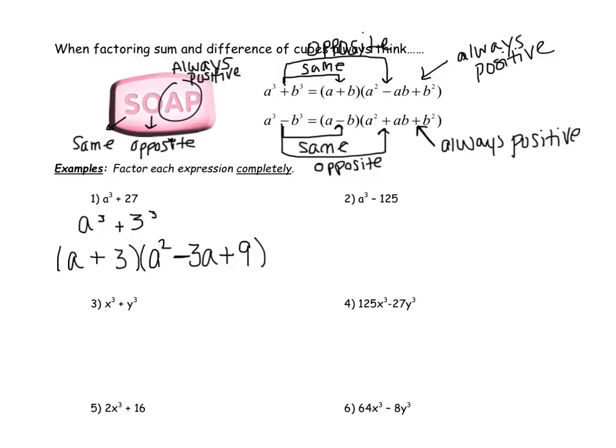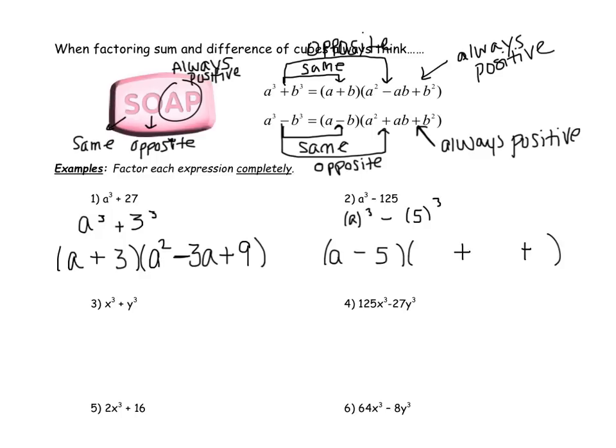Okay, let's try example 2. The first step is always to write it as something to the third power minus something to the third power. So a to the third is just a. Now what number to the third power will give me 125? You should be saying 5. So now this is a difference of two perfect cubes, so we're going to set it up this way. It's going to be a and b in here, so a and 5, and then the sign is the same. So again, same, then opposite, always positive, if you want to set it up.